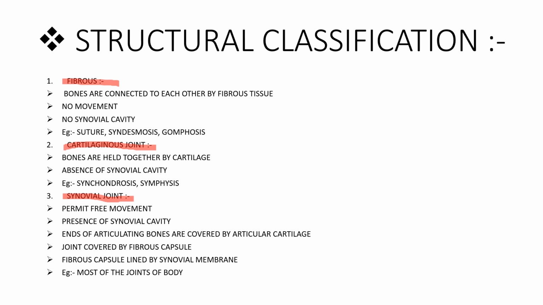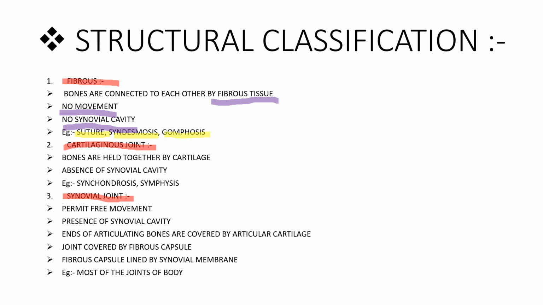Now in this type of joints, the first one is the fibrous joint, in which the bones are connected to each other by fibrous tissue. And there is no movement in fibrous joint. There is no synovial cavity. And examples of this type of joint are suture, syndesmosis, and gomphosis.